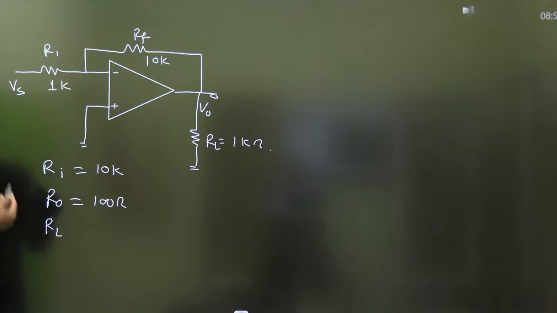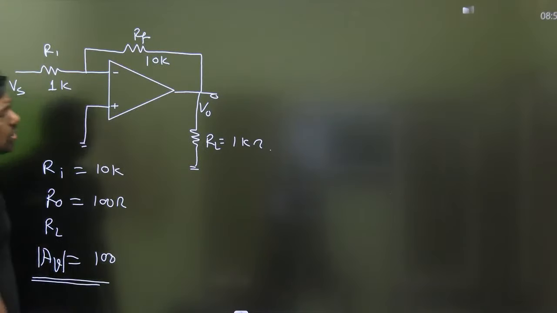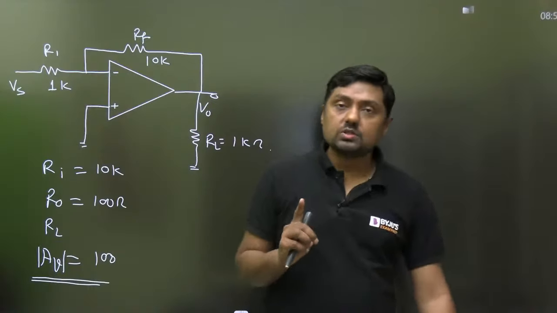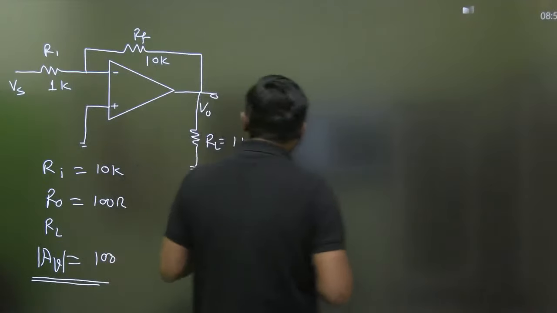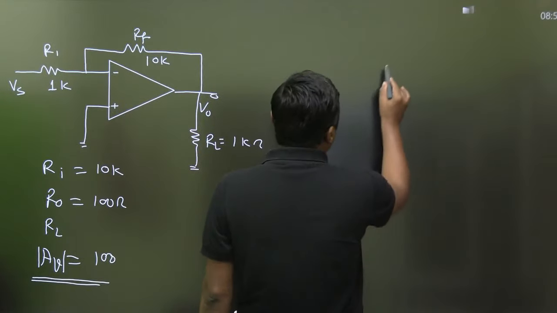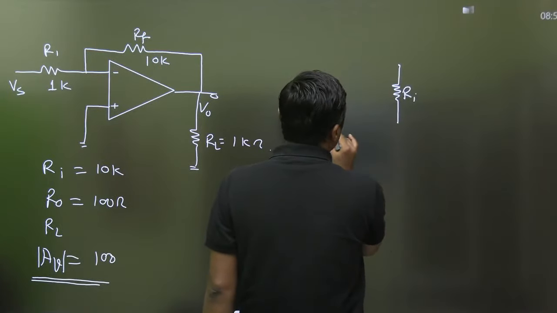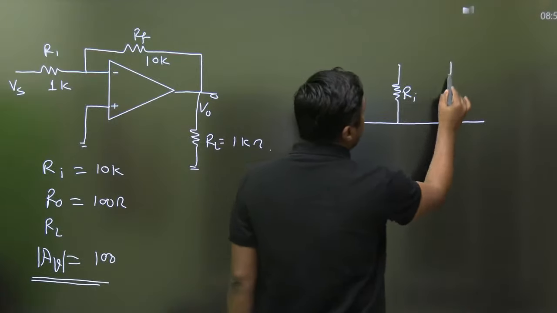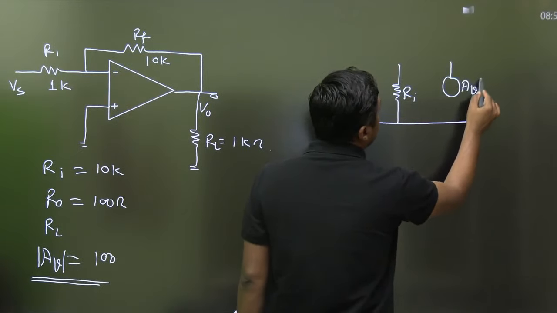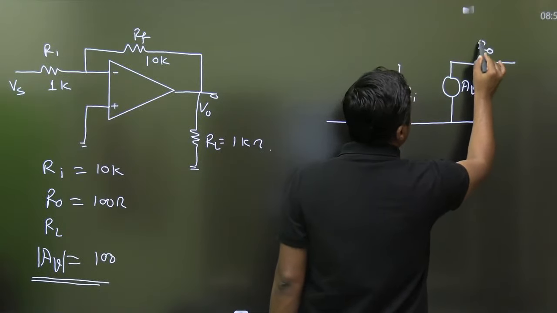Ri is given, R0 is given, RL is given, and AV is also given. The magnitude of this AV is 100. Then how to solve this particular question? Always make the internal diagram, because it is basically a voltage amplifier. Make the equivalent diagram of the voltage amplifier. This is the Ri, this is AV Vi, and this is R0. Remember that.